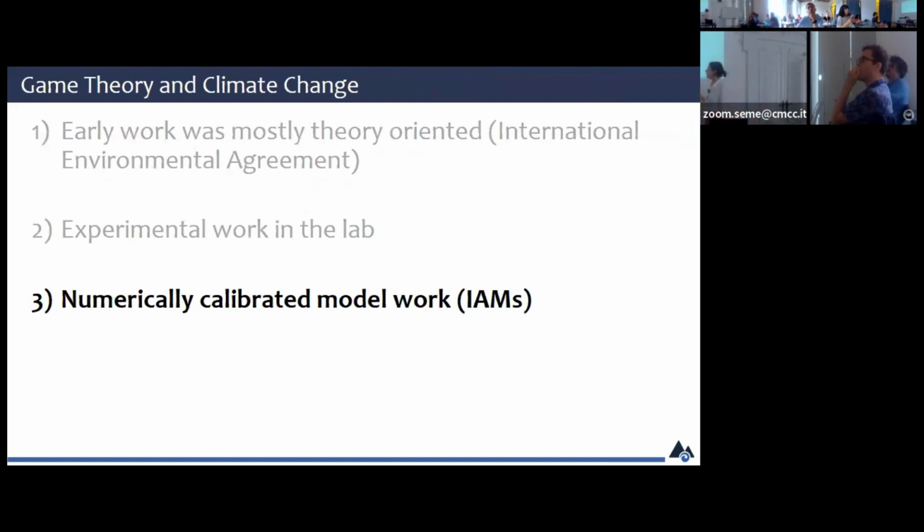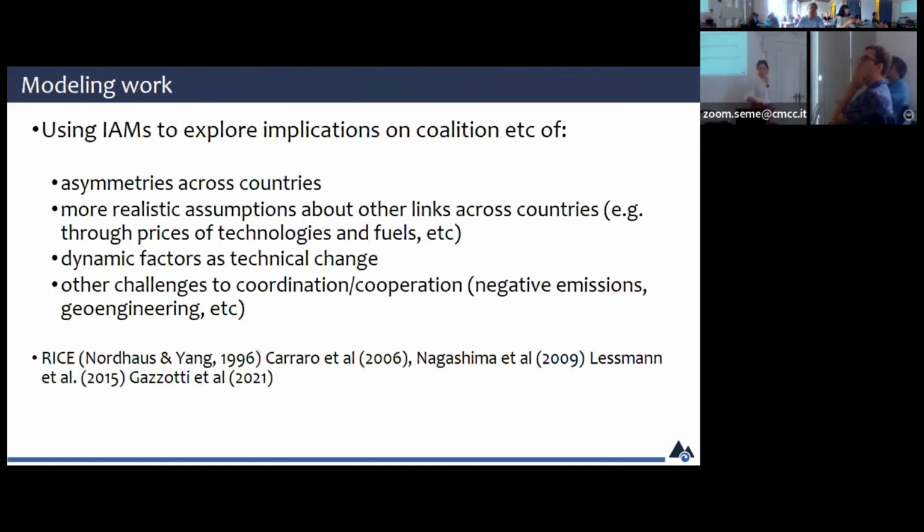And so here is your baby, your numerically calibrated models to do game theory. What this gives us is the possibility of exploring and embracing asymmetries across countries. So this is not a problem anymore. I should not worry about all these asymmetries because my model gives it all to me. I can plug in realistic assumptions about a lot of other links across countries.